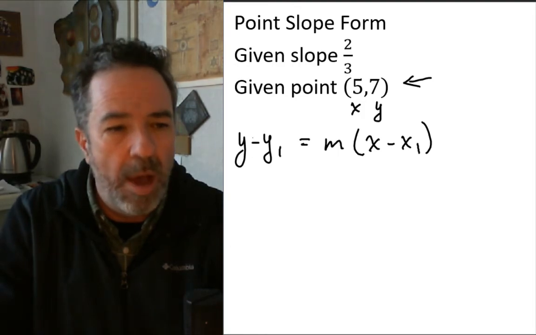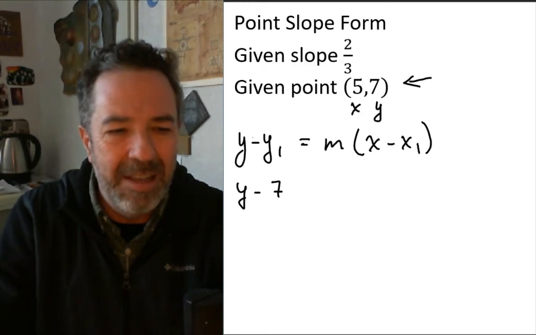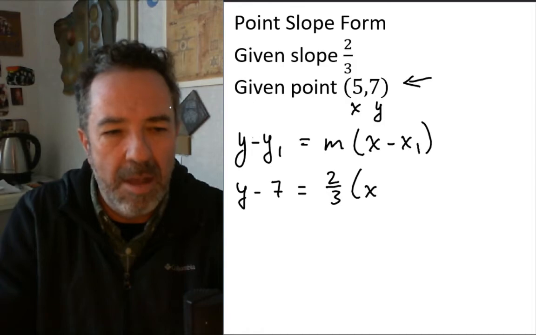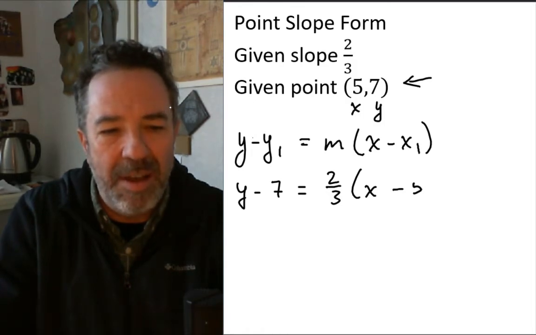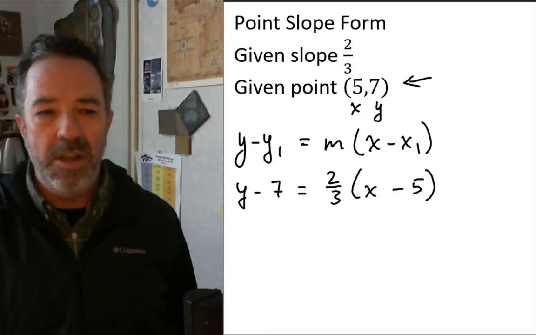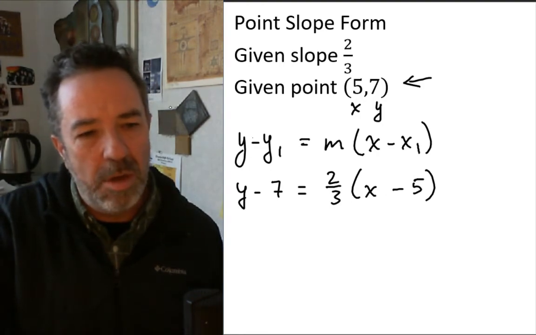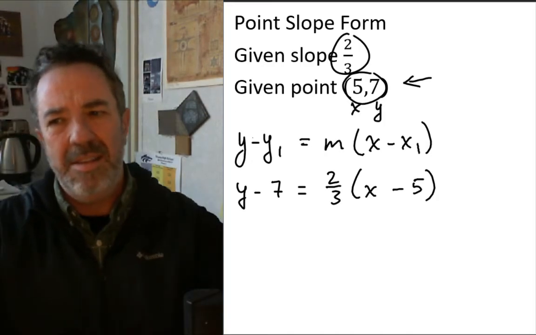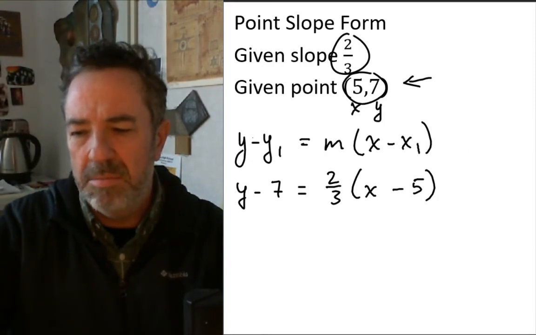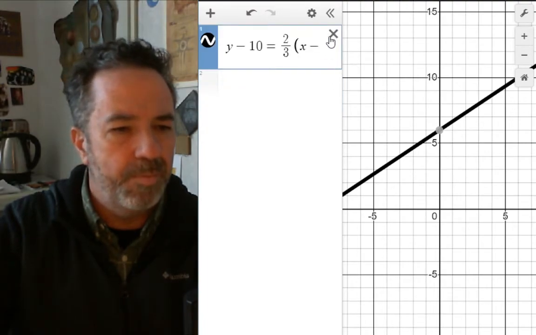So my y, that value that I knew was 7, so I could write y minus 7 equals my slope, which is 2/3 times x minus the x value that I know. There we go. That is the equation of this line. If I graphed it, I guarantee you that this line would go through 5,7 and it would have a slope of 2/3. That sounds like quite a claim. Let's verify that claim. So I'll plug this back up here.